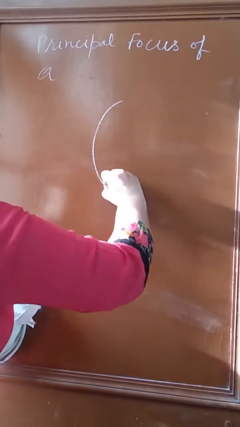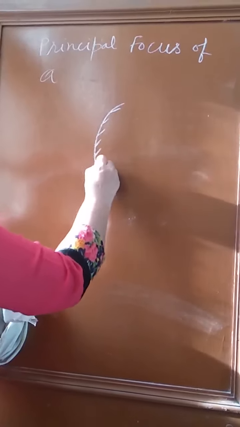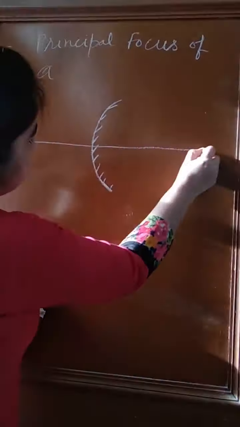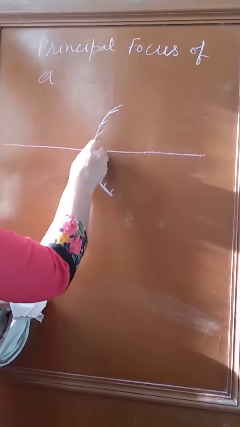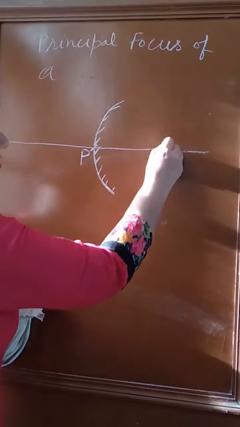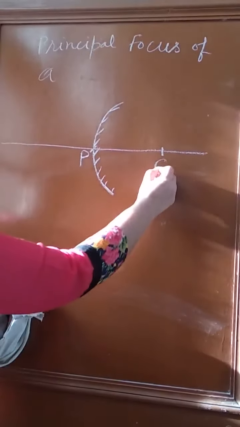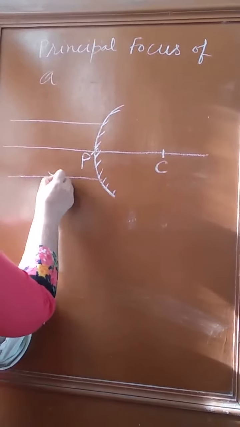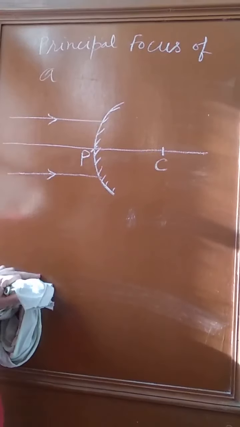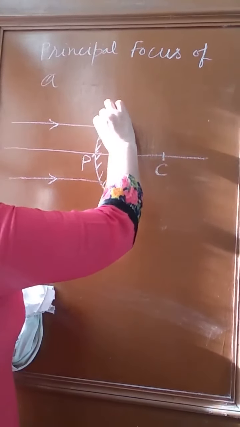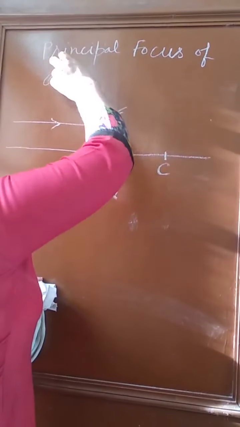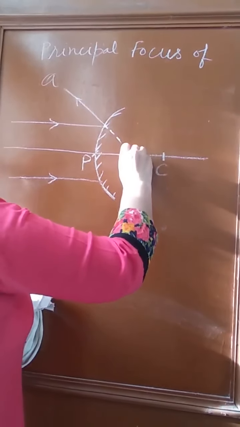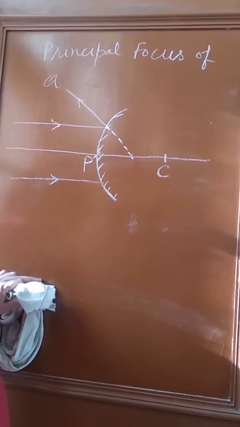Now consider a convex mirror whose outer side is reflecting and inner side is polished. P is the center of this mirror. This is the pole. C is the center of curvature. Now, when rays of light parallel to the principal axis are incident on this mirror, these rays are reflected and appear to come from a point on the principal axis.